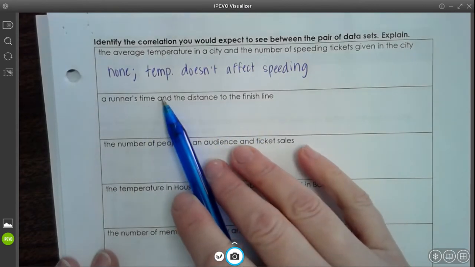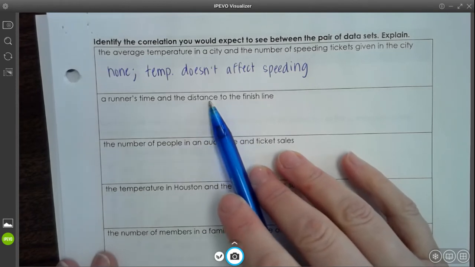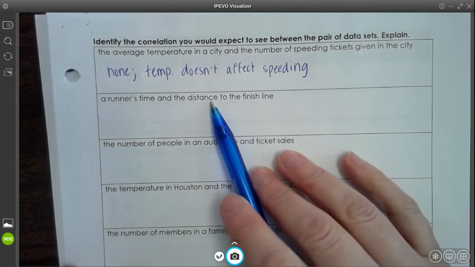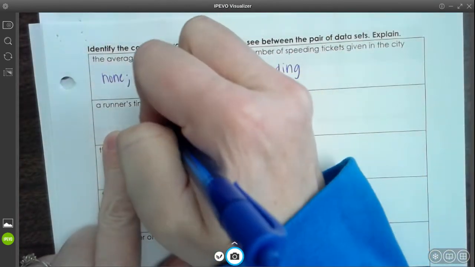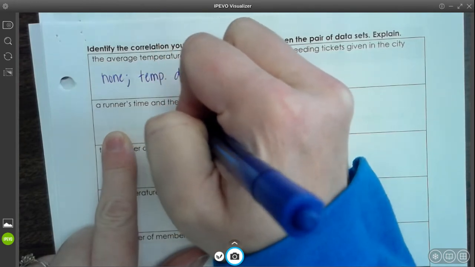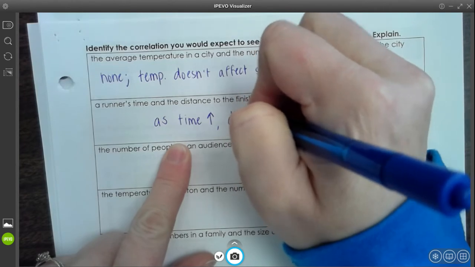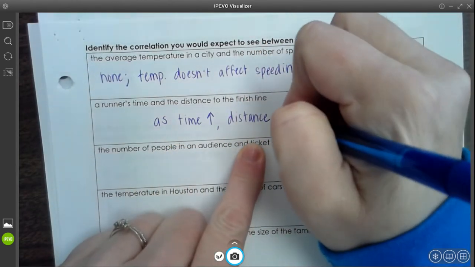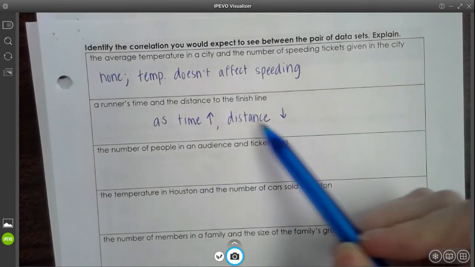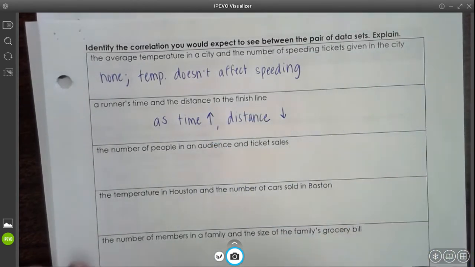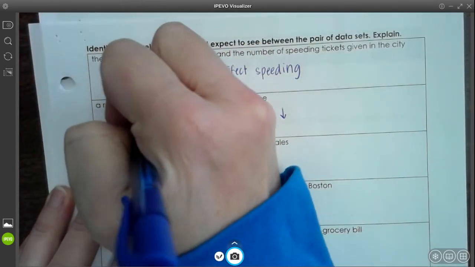Well, as time increases, they would be getting closer to the finish line, which means their distance to the finish line would be decreasing. I'm going to leave room for the answer here, but as time increases, distance is going to decrease, right? The distance to the finish line is going to decrease. So when one is increasing and the other is decreasing, that is going to be a negative correlation.